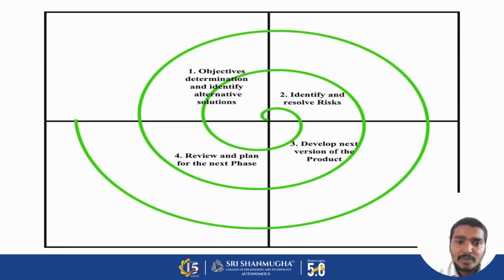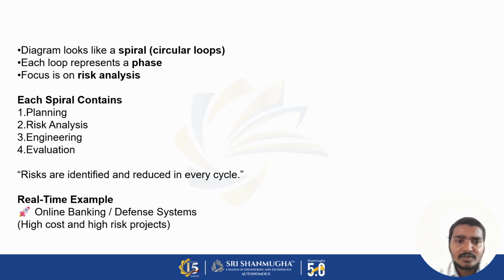So next we see the spiral model. It has 4 steps. The first step is objective determination. The second step is identify and resolve risks. The third step is develop the next version of the product. The fourth step is review and plan for the next phase. So the diagram looks like a spiral, circular loops. Each loop represents a phase.